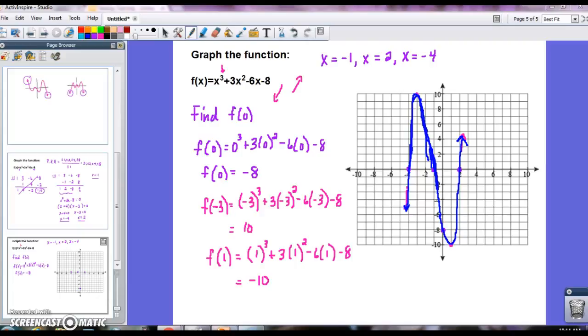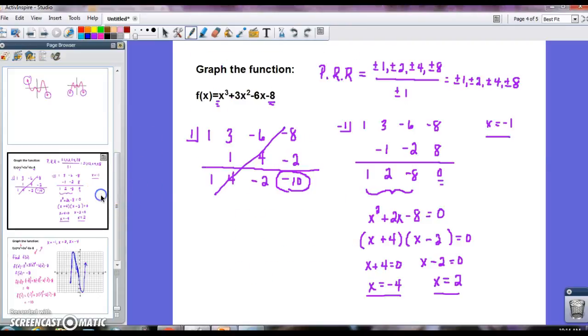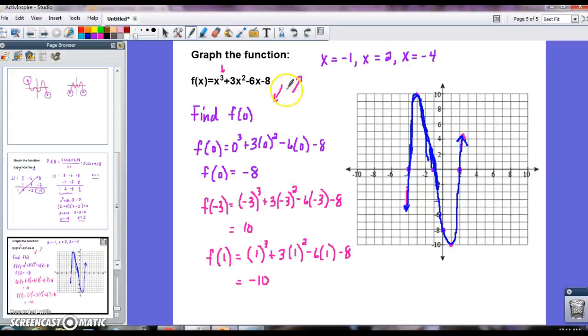But basically that's the idea behind sketching your graph. Again, just real quick: start with finding your zeros, look at your end behavior, find your y-intercept, and plot a couple of extra points, and that'll help you sketch the graph.